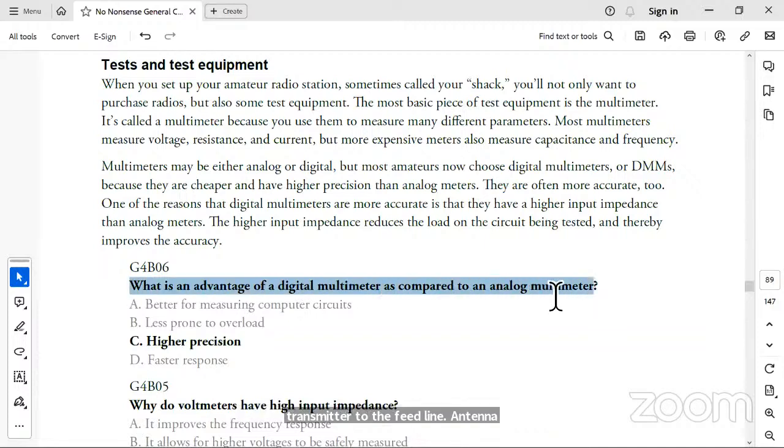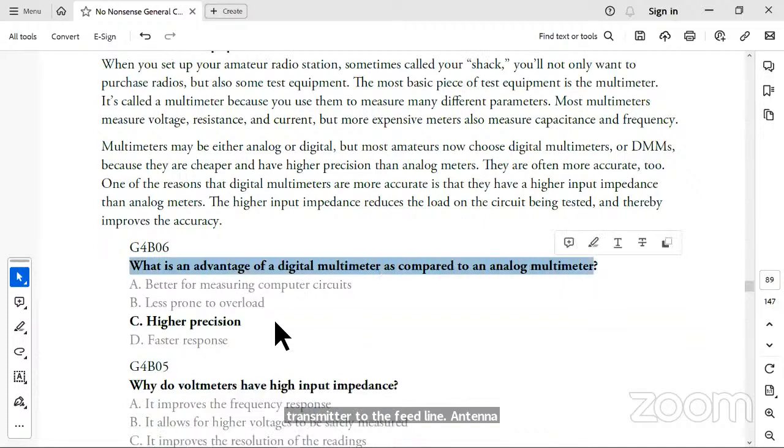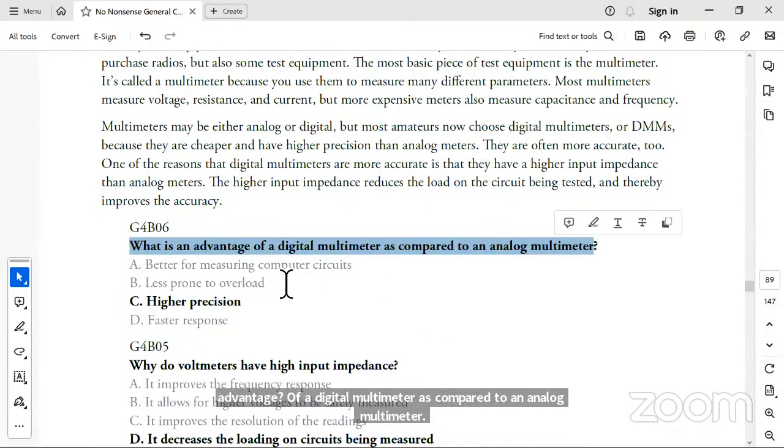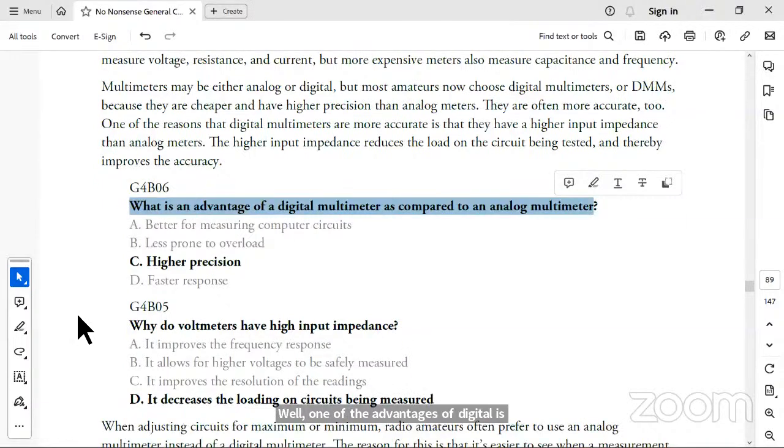Couple more questions, folks. We're a little bit on overtime. Thank you. What is an advantage of a digital multimeter as compared to an analog multimeter? Well, one of the advantages of digital is higher precision.